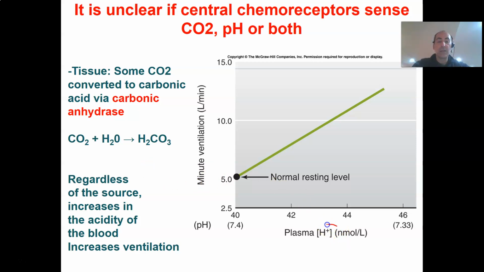And so you can see here that if you take a look at plotting the plasma hydrogen ion concentration in nanomoles per liter, you're normally at about 40, similar to the PCO2, which puts you at a pH of about 7.4, and you have a very robust increase in minute ventilation with relatively small increases in the plasma ion concentration. So again, we don't know if it's the CO2 or the pH that causes this increase in the breathing.